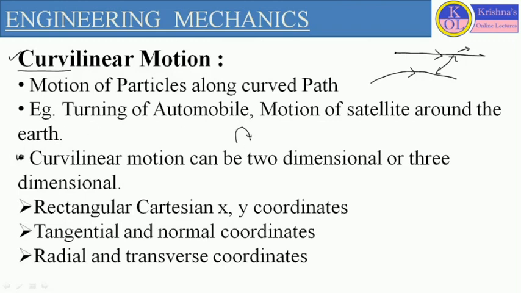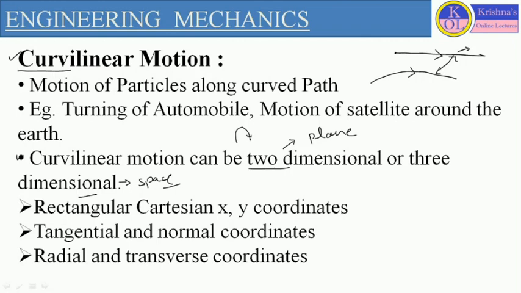Now, curvilinear motion can be two-dimensional or three-dimensional. Two-dimensional curvilinear motion is called plane curvilinear motion, and three-dimensional curvilinear motion is called space curvilinear motion. Where two dimensions are present, it is two-dimensional or plane curvilinear motion. Where three dimensions are present, it is space curvilinear motion.